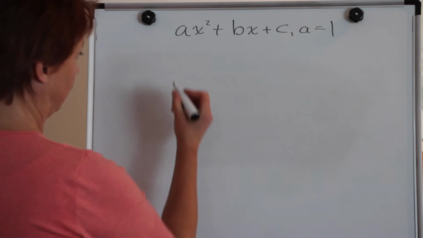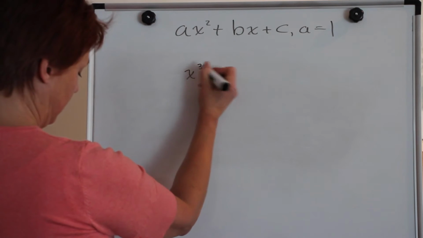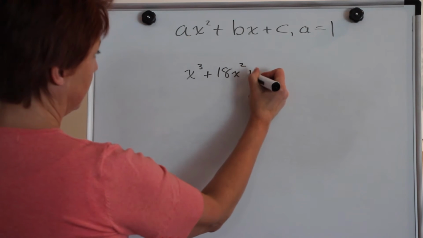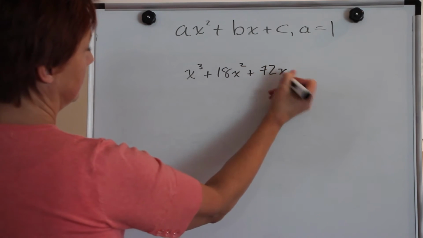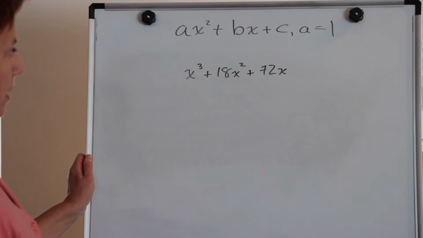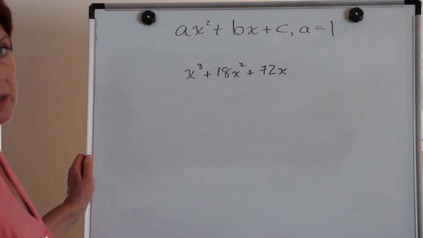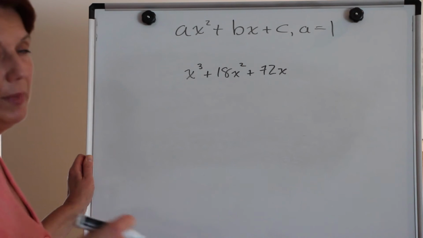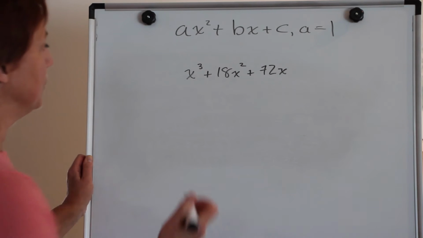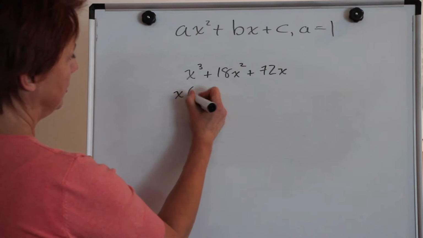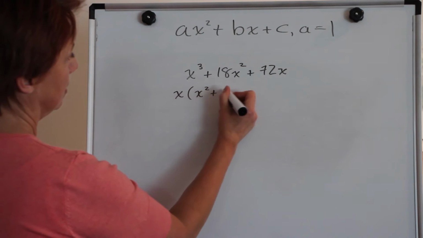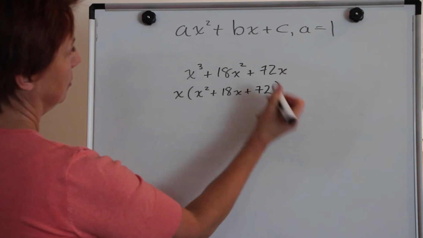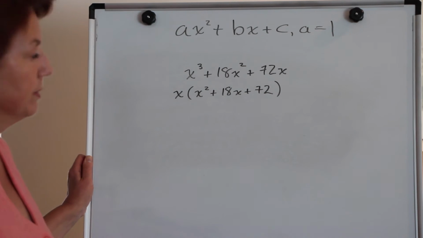Now, here's a little twist. x cubed plus 18x squared plus 72x. All right, well, what's with this cube business, eh? So this time we have a common x in each term. So if we factor out the x, then we've got that same trinomial look that we've been working on all along.